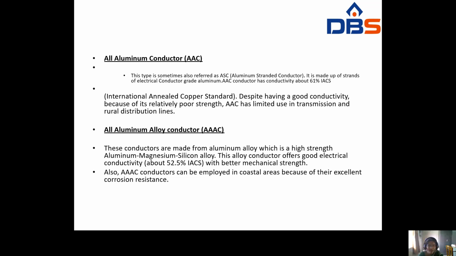Next, the second one, all aluminum alloy conductor, AAAC. These conductors are made of aluminum alloy. It is a high strength aluminum, magnesium, silicon alloy, so it is a combination of aluminum, magnesium, and silicon. This conductor offers good electrical conductivity, about 52%, with better mechanical strength.